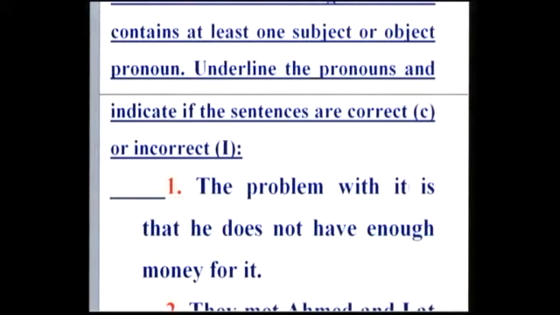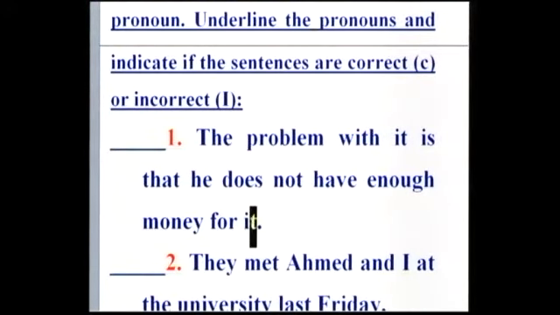طيب, the problem with it طبعا is a pronoun. طيب, is it a subject pronoun or an object pronoun? دي زي you. It and you ممكن تبقى subject و object. لكن أنا عندي هنا with. يبقى it is what? It's an object coming after the preposition with. The problem with it is that طبعا he does not have enough money for it. He does not have, طبعا he is a subject. It's correct. He does not have enough money for it. It coming after for, it is an object pronoun.